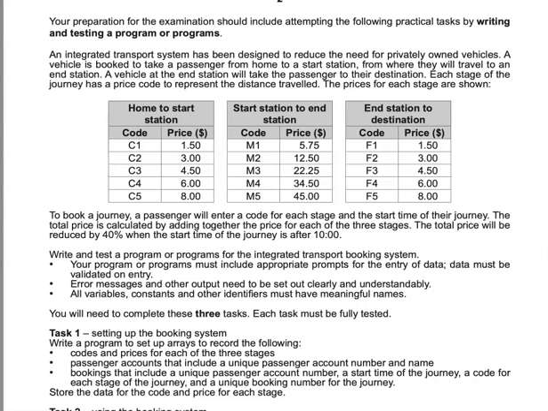Each stage of the journey has a price code to represent the distance travelled. The prices for each stage are shown. So we've got 3 tables here. We've got home to start station, and the code is C1, C2, C3, C4 and C5, and therefore the price for C1 is $1.50, C2 is $3, etc. So that's our first home to start station.